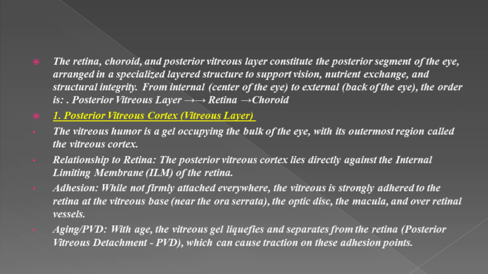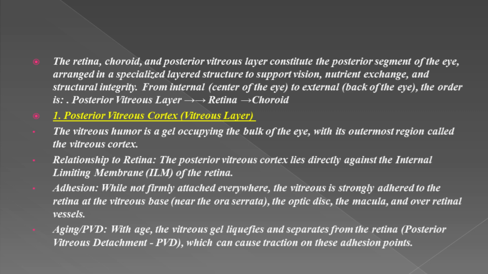The retina, choroid, and posterior vitreous layer constitute the posterior segment of the eye, arranged in a specialized layered structure to support vision, nutrient exchange, and structural integrity. From internal, which is the center of the eye, to the external, which is the back of the eye, the order is posterior vitreous layer, retina, then choroid.